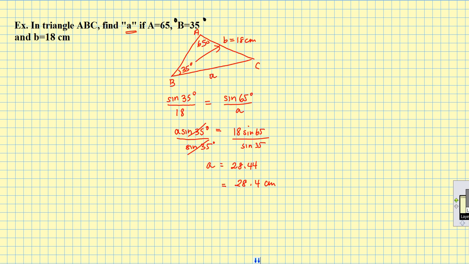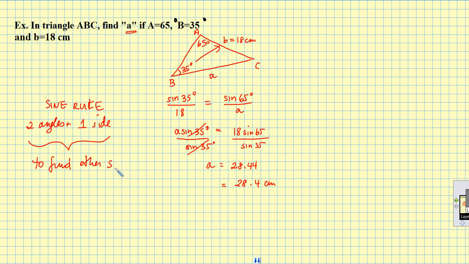So when we're looking for the length of a side using the sine rule, that means that I must be given two angles and I must have one side. So two angles and one side is definitely obligatory in order to find a side using the sine rule. So for the sine rule, we need two angles and one side in order to find the other side.